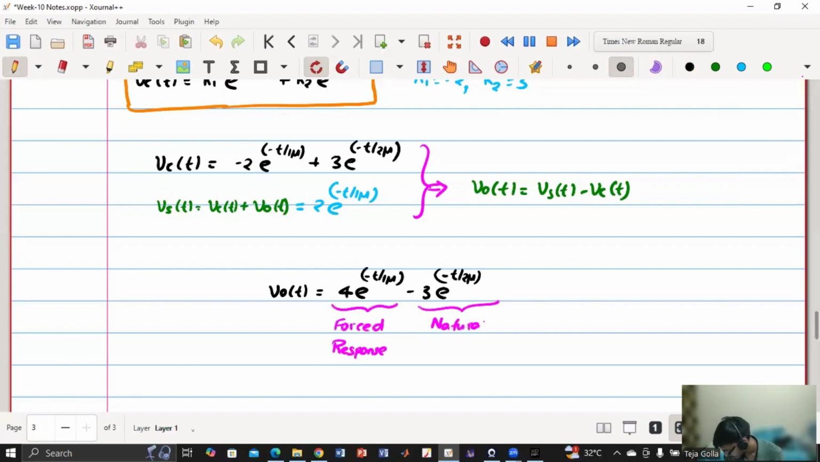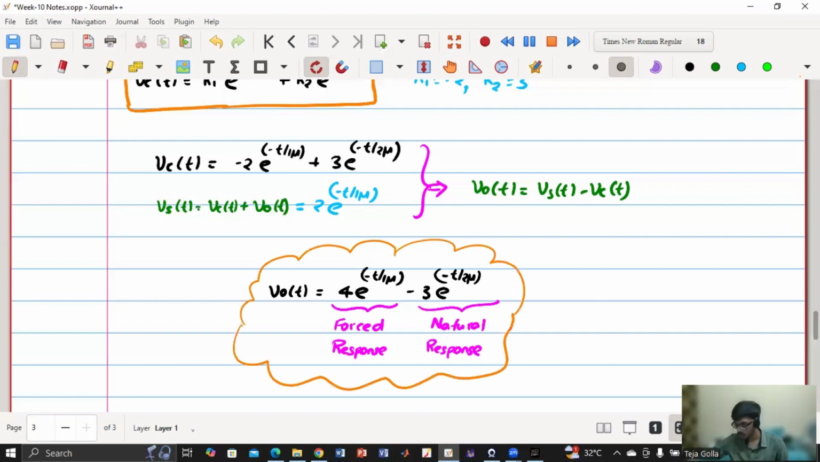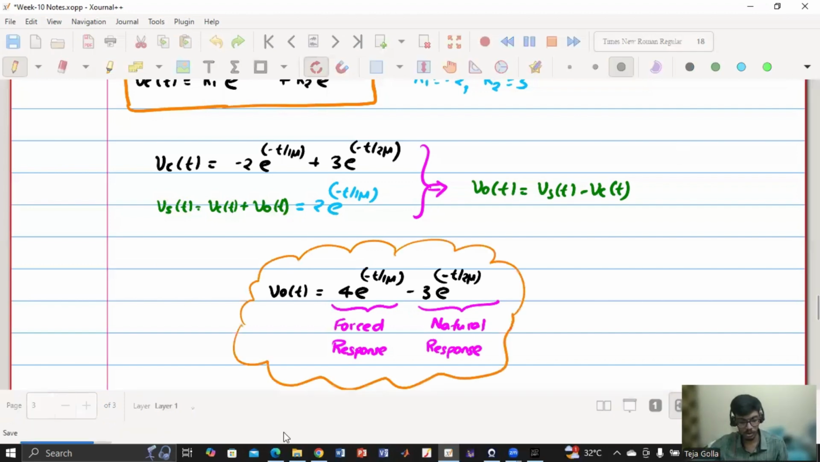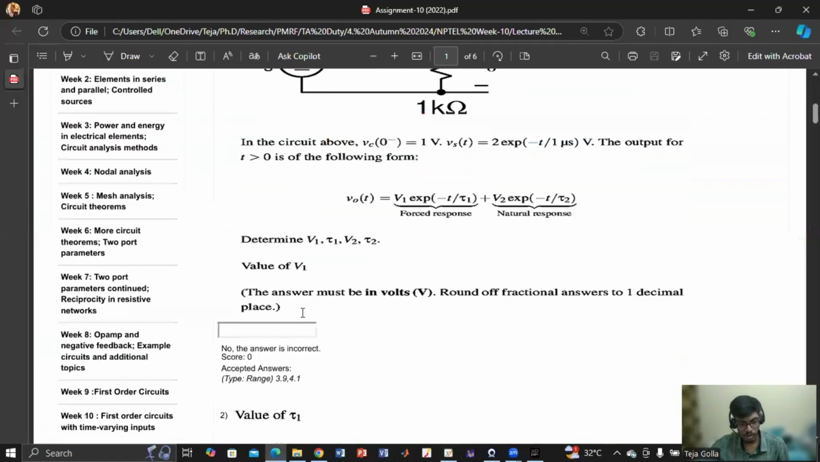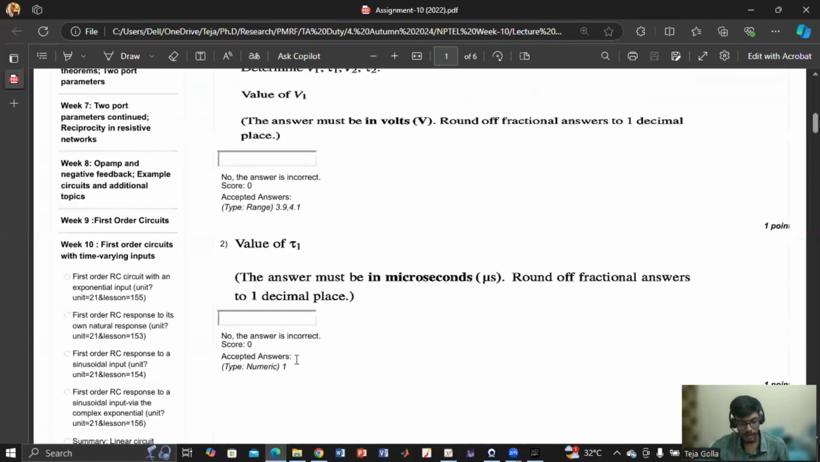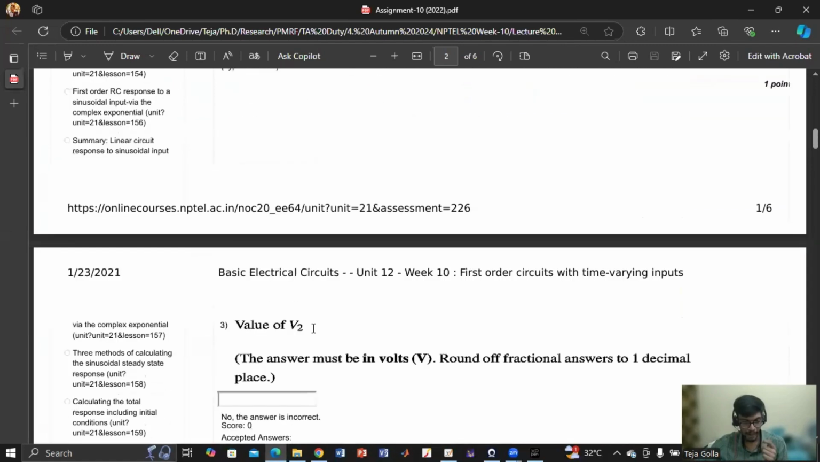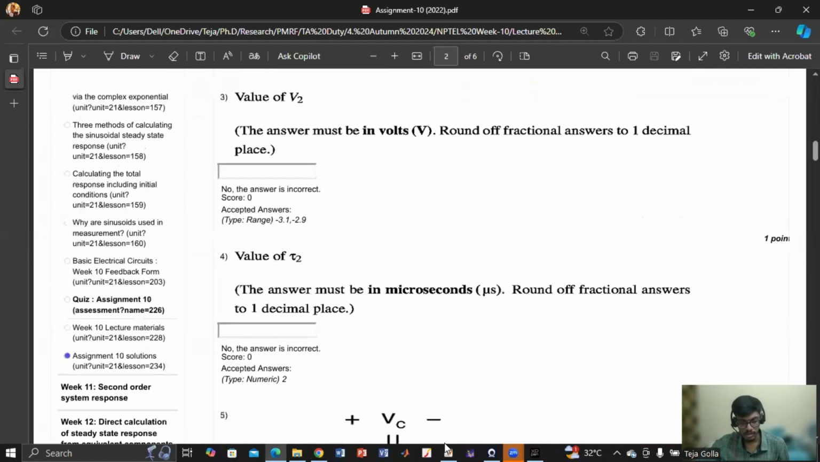Because we have seen if it is a scaled version of the input, that is forced response. If it is e to the power minus t by tau, then it is the natural response. Kindly note if this meeting ends, please join back. So now this is the solution that we got. Let us go and check. So this is the forced response. So V1 is 4 matching, tau 1 is 1 micro matching, and V2 is minus 3 matching, and tau 2 is 2 micro matching. So that's how we solve.